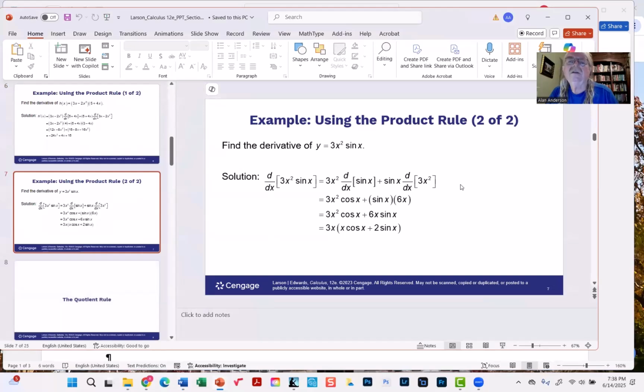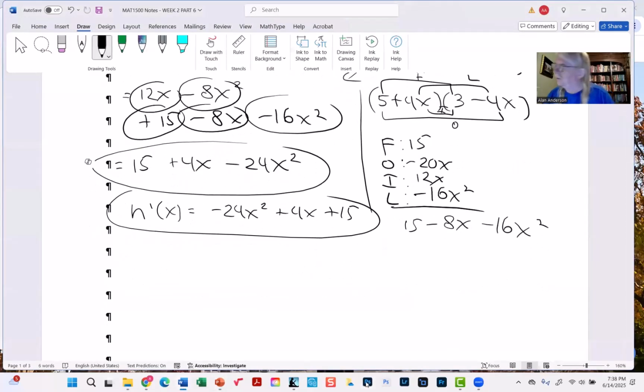All right, now, here we go. We've got sines involved here. So don't forget the derivative of the sine is the cosine, and the derivative of the cosine is the negative sine.